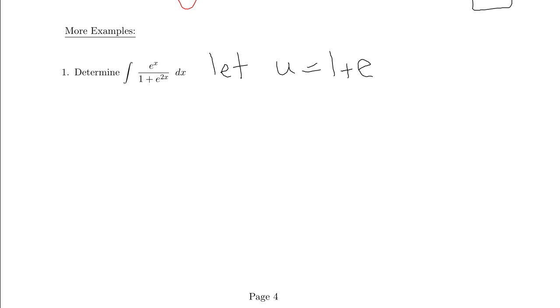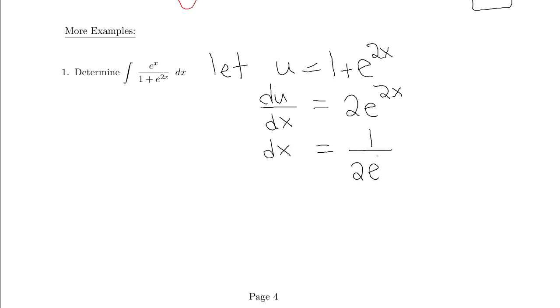1 plus e to the 2x. Okay, well, if I take its derivative, du dx, what happens? Du dx ends up being, well, what's the derivative of 1 plus e to the 2x? It's going to be 2 times e to the 2x. So then dx ends up being 1 over 2 e to the 2x du.